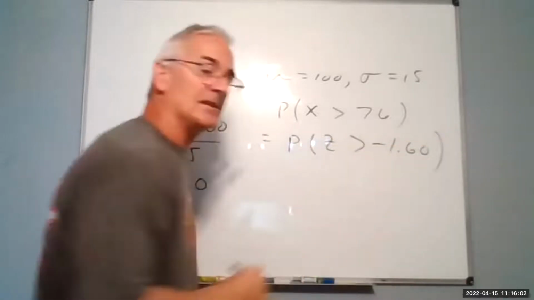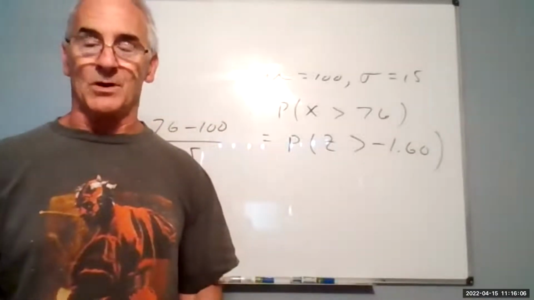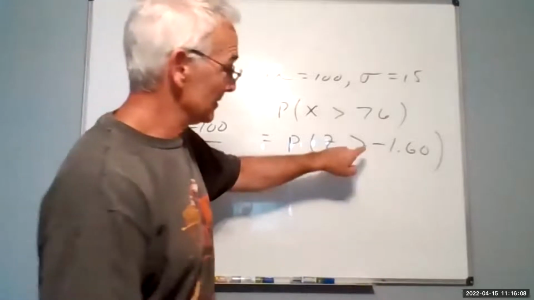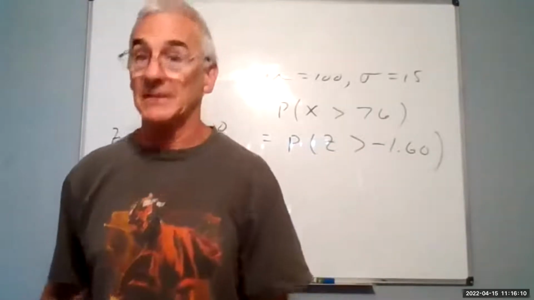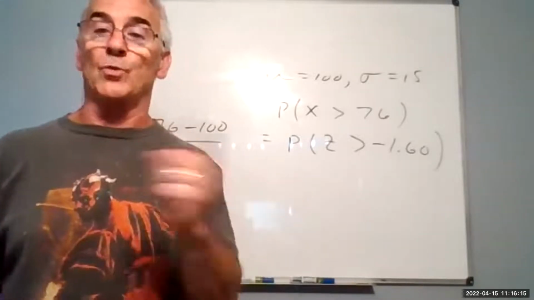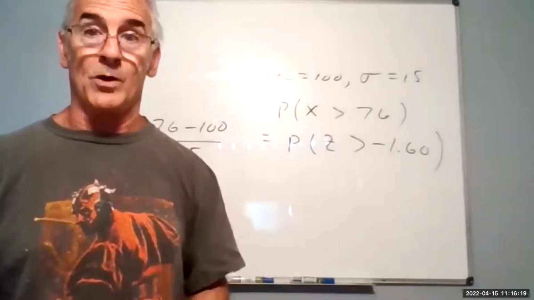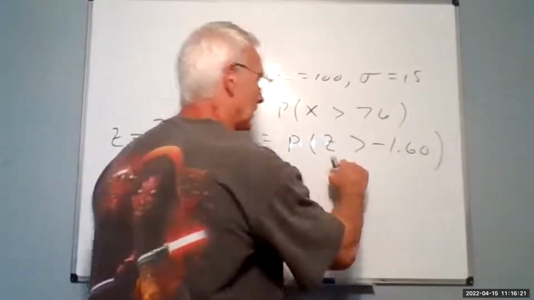I need that inequality because that's what I'm looking up. Now, some of you try to do these without ever writing the inequalities. Problem is, greater than versus less than is a completely different answer. So I really need to write the inequality statement so I know which way I'm going to do things. Am I going to look up the number or am I going to subtract that number from 1? Because I want everything bigger than.